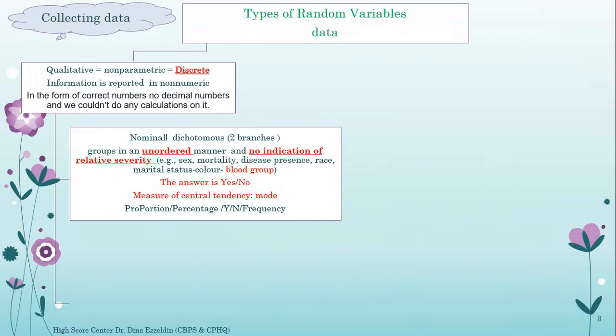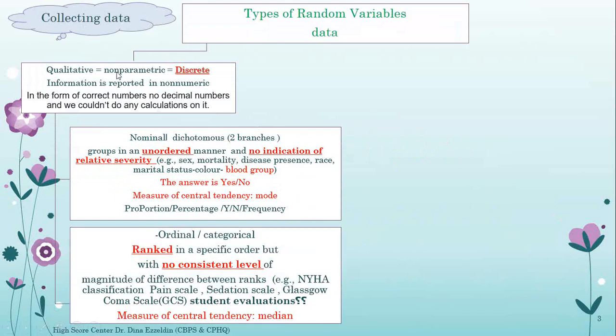Example of a question answered with yes or no: one group has the disease and the other hasn't the disease. One group took the medicine and the other group didn't take the medicine. If the disease exists or doesn't exist, it's nominal data. If it's a percentage or proportion, it's also nominal data. If we say that in a hospital there is a 3% infection rate, this is a nominal percentage. If we say we have 3 death cases from a total of 7 cases in the hematology department, this proportion also expresses nominal data.